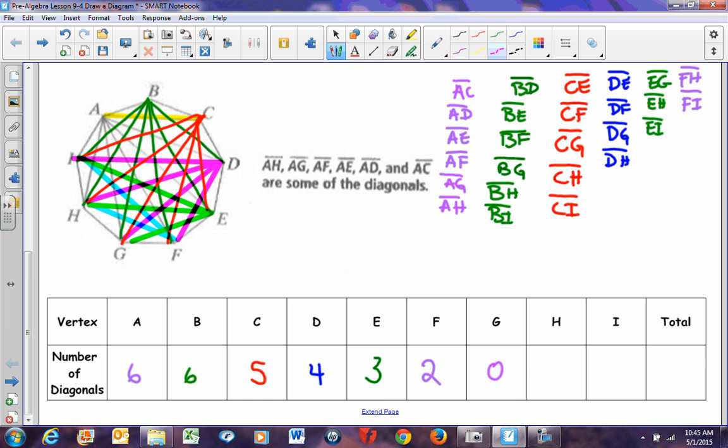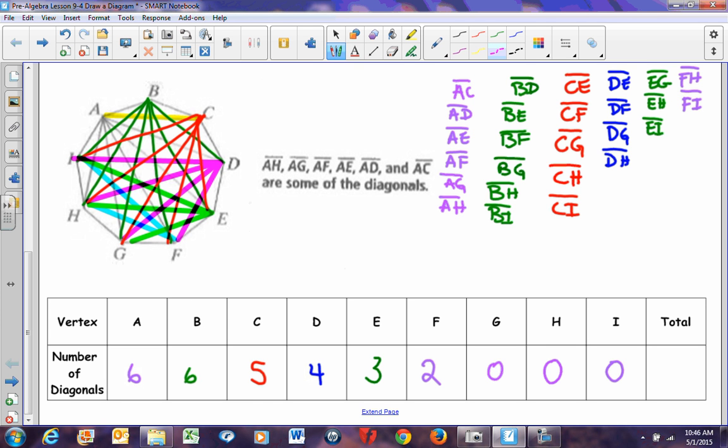Okay, there's none from H I can draw because HA we already did, HB we already did, HI and HG aren't diagonals, and there are none from I that I can draw. So if I add these up, I would get, let's see, 6 and 4 is 10, 5 and 8 is 10, 20, 27 diagonals, I believe. 5, 10, 6 diagonals, I think.